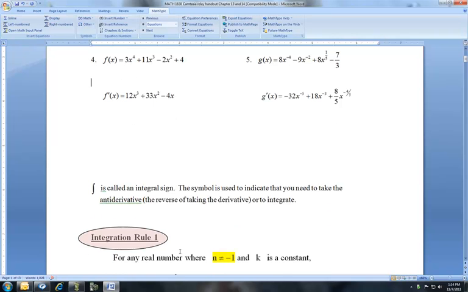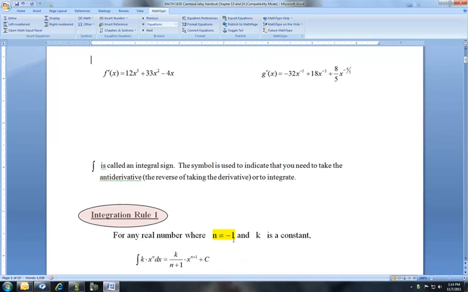So integration rule 1. For any real number n not equal to negative 1, and k a constant. Okay, so I've got a number here, and x raised to some exponent. This exponent cannot be negative 1, because if it were, I'd end up with 0 in the denominator. Now, for me to undo everything that we did up there, remember we multiplied, we subtracted. Well, the k is a coefficient that came about from all this multiplication. So I'm going to hold on to the k, and I'm going to add 1, which is the reverse of subtracting.